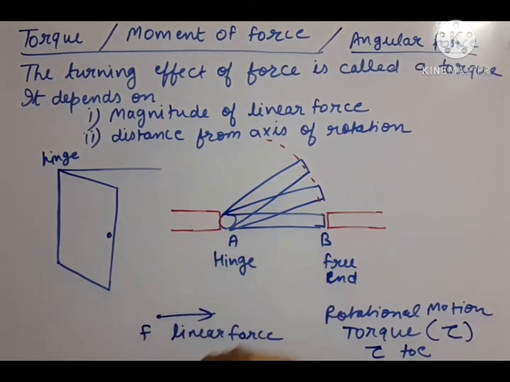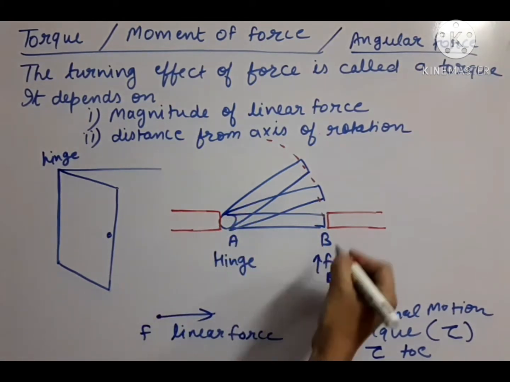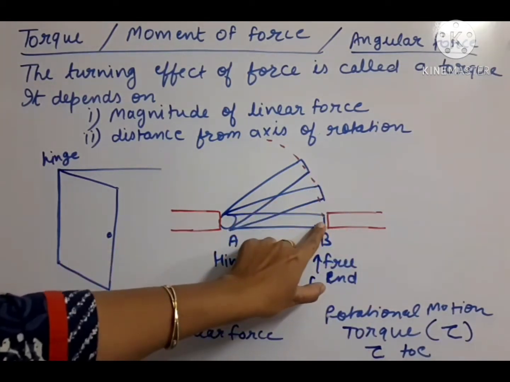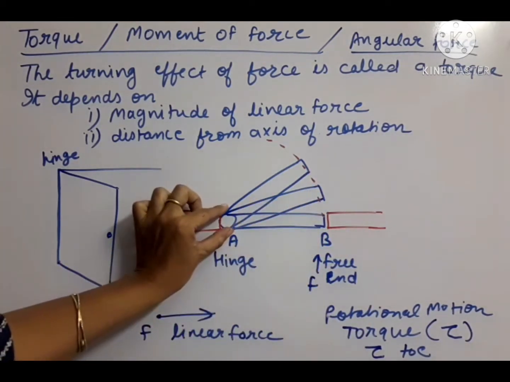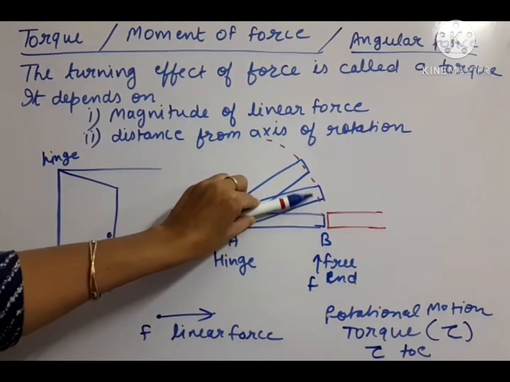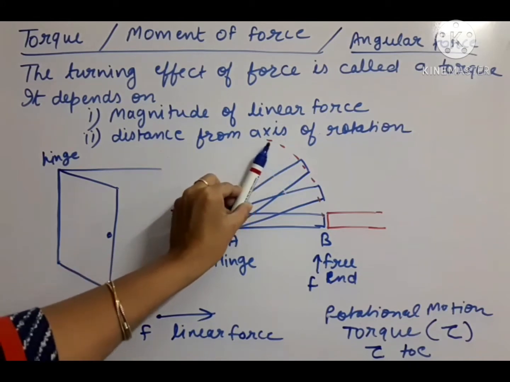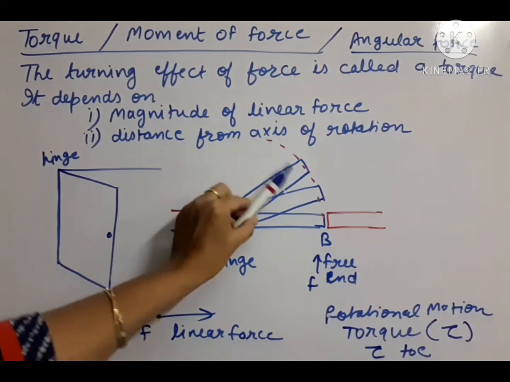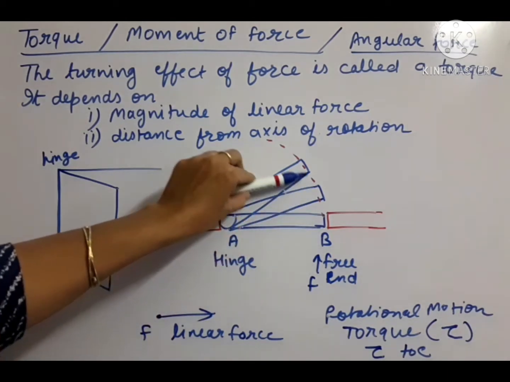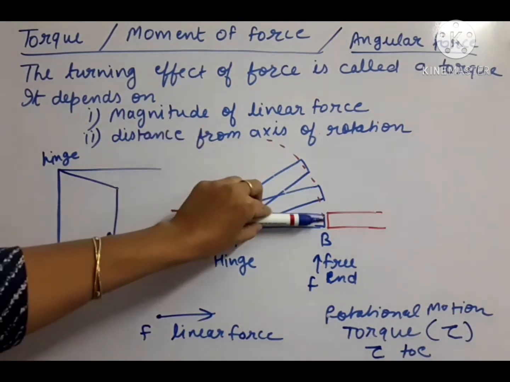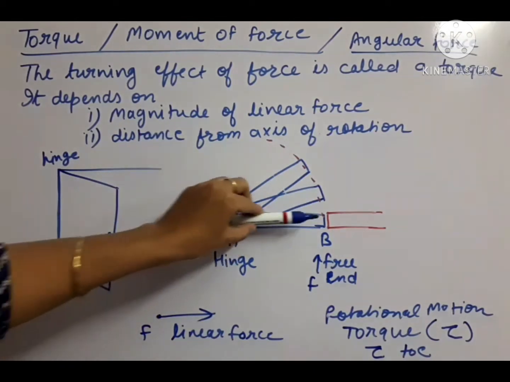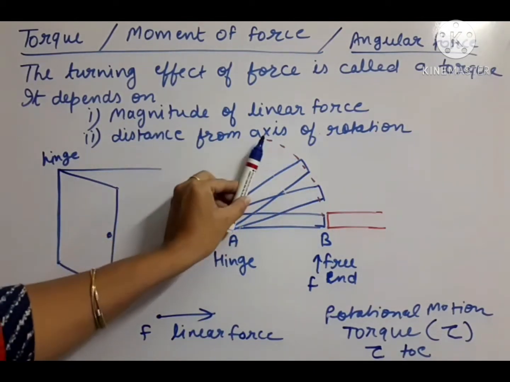Now when we apply the force at the free end, here we apply some force. What happens if we apply the force? One end of the door is already fixed, so the door will only rotate, and it will open. So the idea is that here the free end B is rotating. You can see its motion is along a circle. So that means it is rotating. Here the angular displacement is theta.